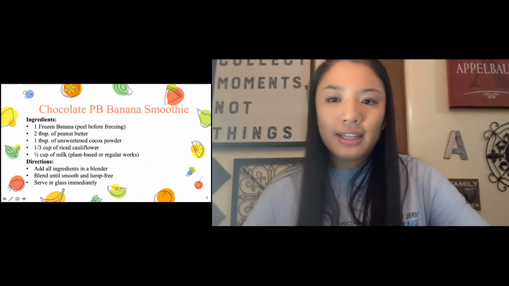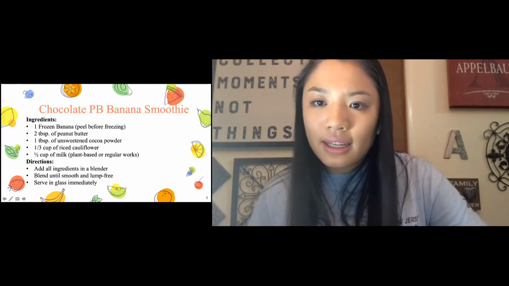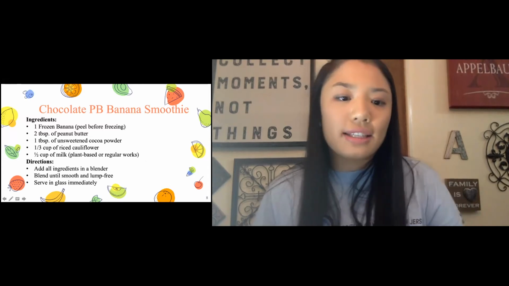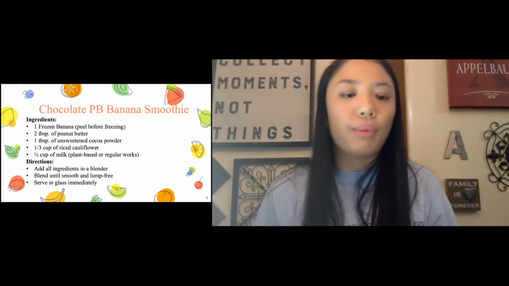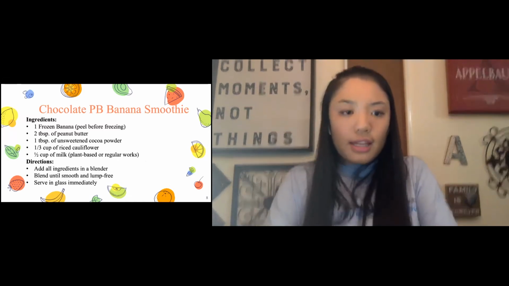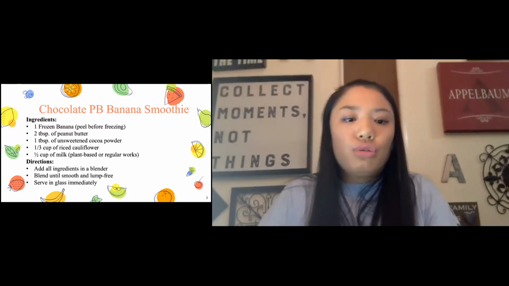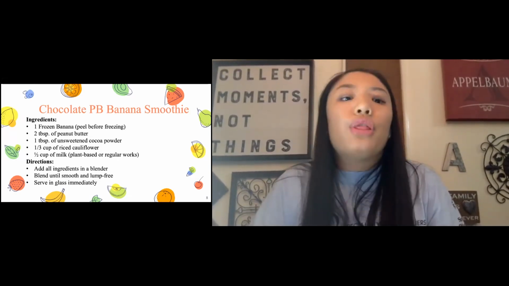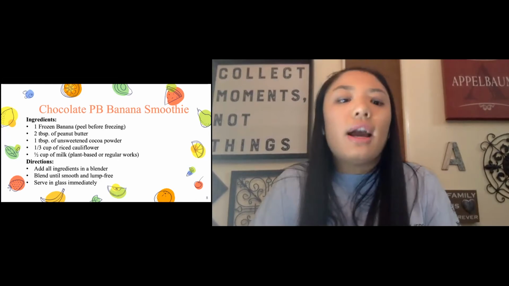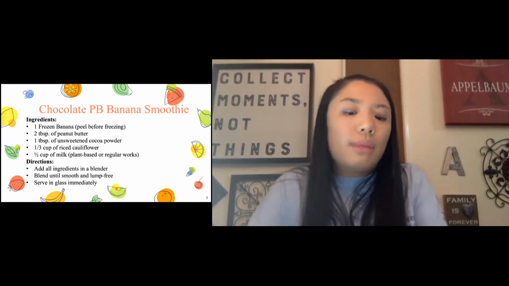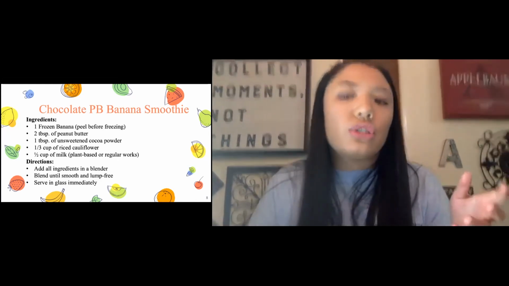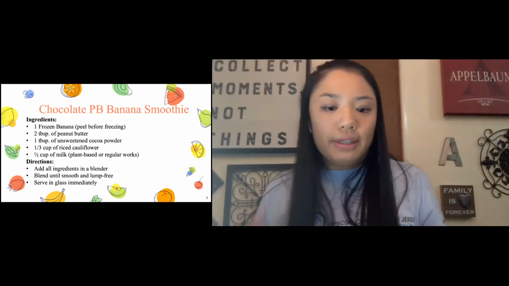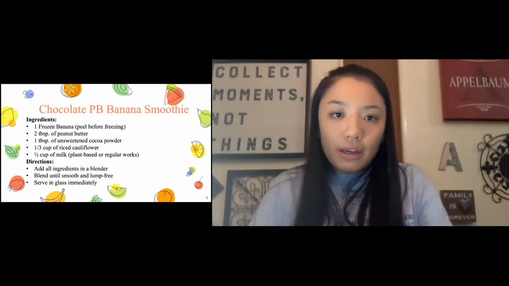Is this the ingredients for the chocolate and banana smoothies? Yes, this is going to be the first one that we do. So with the ingredients, it's a frozen banana, 2 tablespoons of peanut butter, 1 tablespoon of unsweetened cocoa powder, 1/3 cup of riced cauliflower, and half a cup of milk. It's either plant-based or regular. And then the directions are to just put them all in one blender and then blend it up until it's nice and smooth.